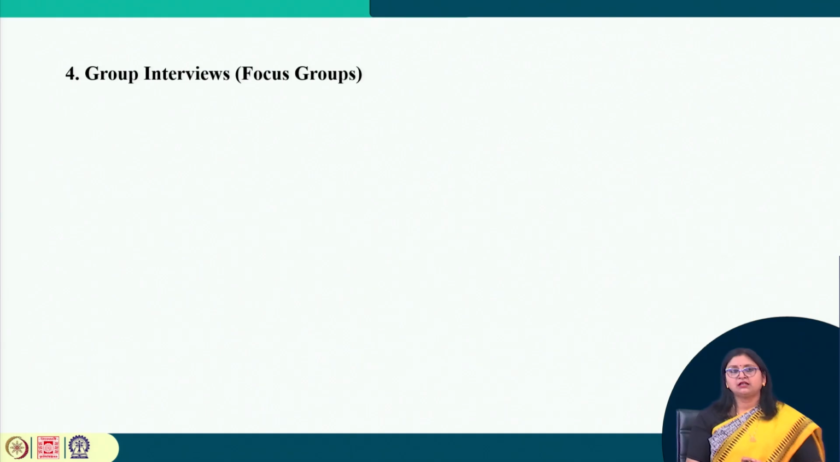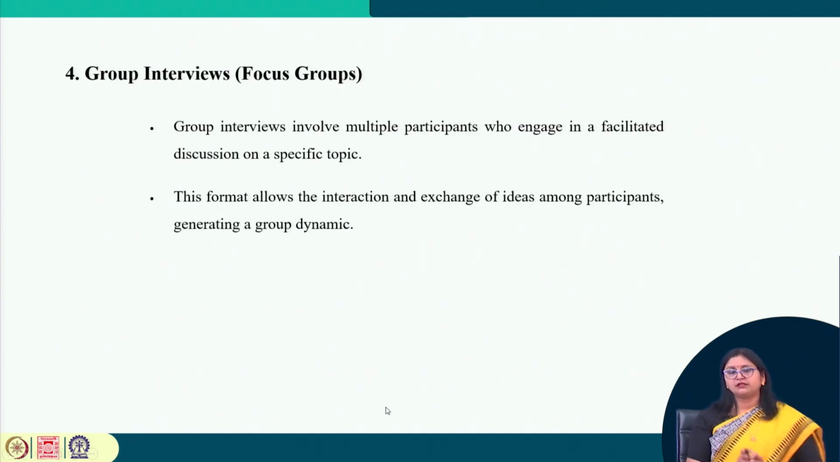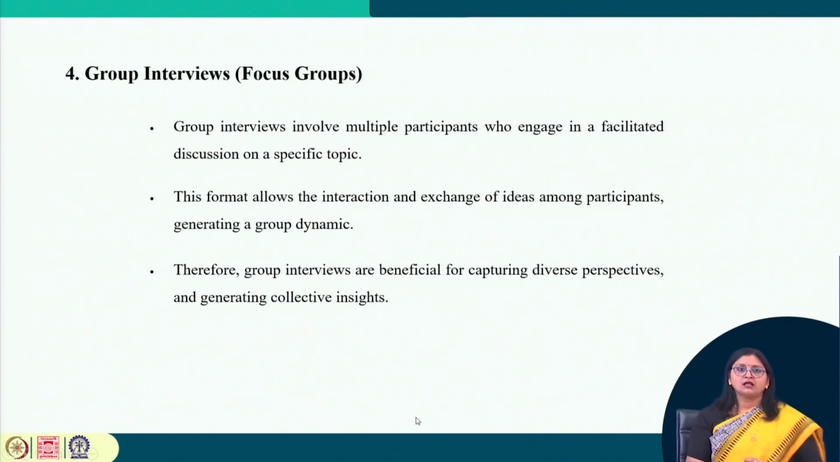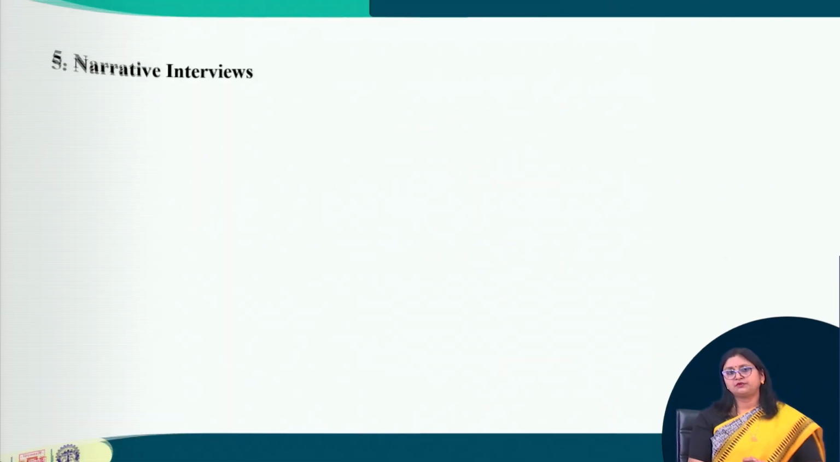The fourth type: these three were the fundamental types, and the other research books mention group interviews, which we also call focus groups. Group interviews involve multiple participants who engage in a facilitated discussion on a specific topic. This format allows interaction and exchange of ideas among participants, generating a group dynamic. Therefore, group interviews are beneficial for capturing diverse perspectives and generating collective insights. They are often used in market research, social sciences and studies demanding shared experiences.